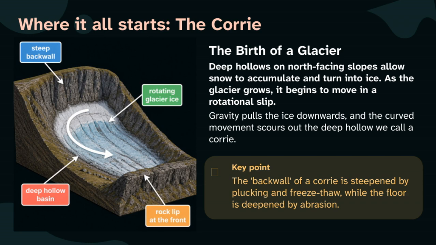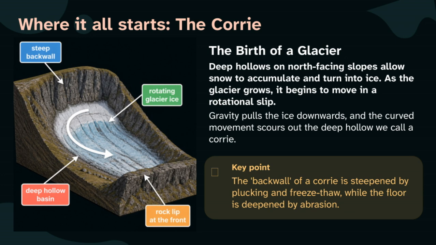The formation begins when snow accumulates in a hollow. Over time, the snow is compressed into ice. As more ice builds up, it becomes heavy enough to move. In a corrie, the ice does not simply slide straight downhill. It often moves in a curved motion called rotational slip.